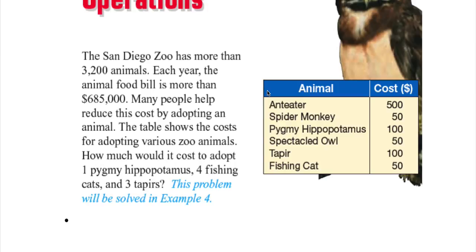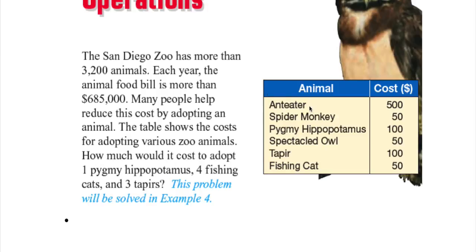The table shows the costs for adopting various zoo animals. How much would it cost to adopt one pygmy hippopotamus, four fishing cats, and three tapirs? Okay, we will solve this problem in example number 4.